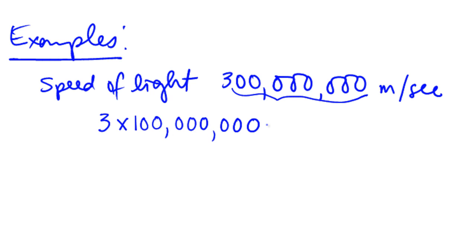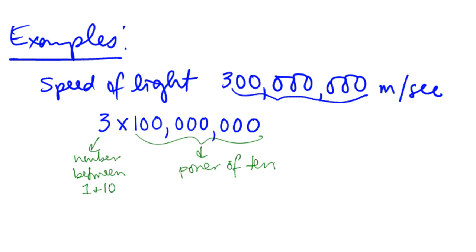We can rewrite this as a number between 1 and 10 and this part here, which is a power of 10. We're essentially taking numbers and breaking them into the parts that have zeros and the parts that are non-zero digits. But we can keep going from here. How can we keep going from here?